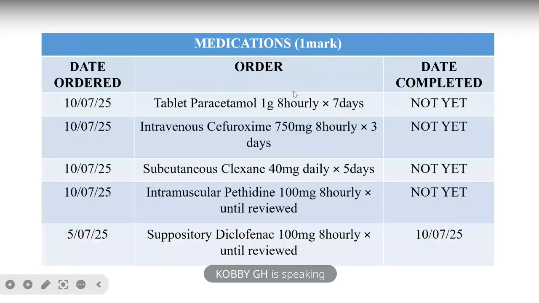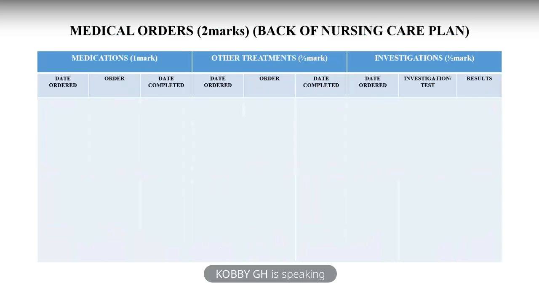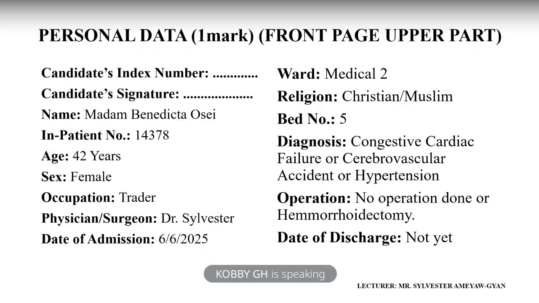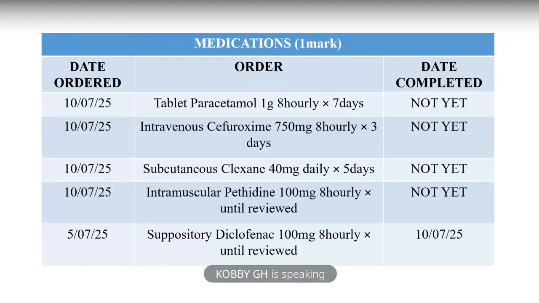There are times that the doctors or the physician wouldn't write the date the medication was ordered on the treatment sheet. In such a situation, use the date of admission that you wrote. The date of admission that you wrote under the personal data, the date of admission of the patient, use the same date of admission. Is that okay? Don't go and think. The same thing applies to the investigation. Use the same date of admission.